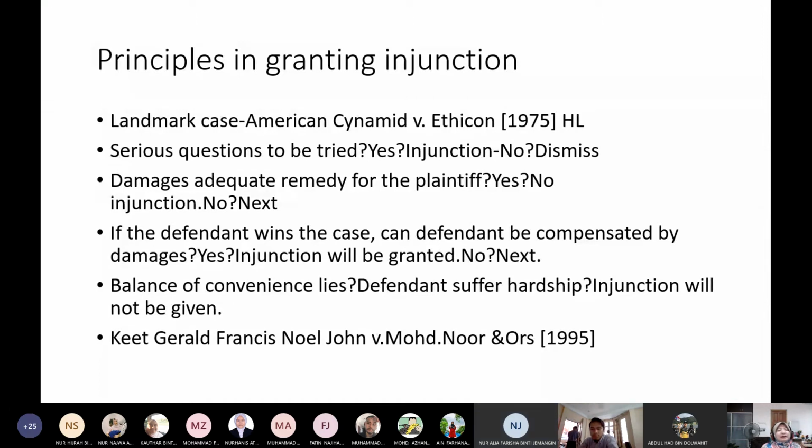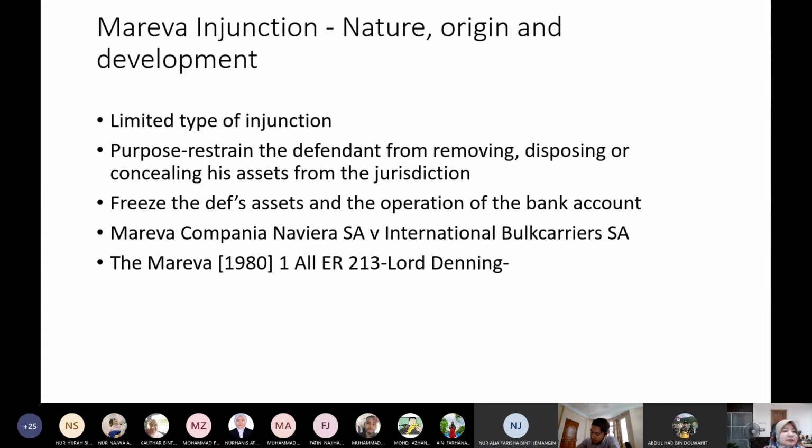Okay. Ada tak yang buat Mariva Injunction? Sekejap saya check. Okay, so basically these are the principles. Dan nanti Alia, bila dah habis check, you just interject my session. Alright. Okay. Next is the Mariva Injunction.